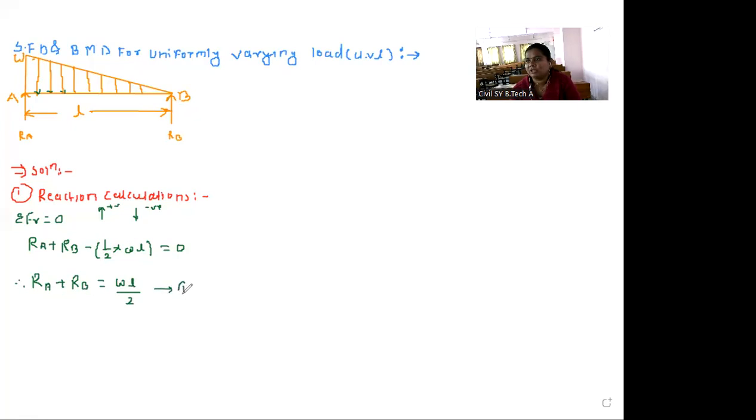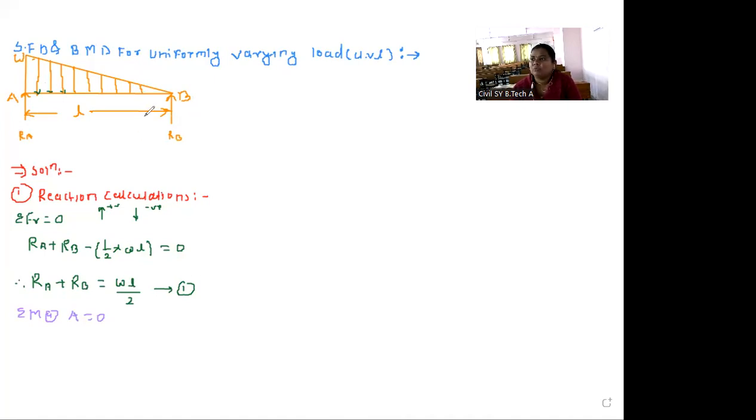So this is our first equation. After that, the second equation we have to apply is to take moment at any point. So we will take moment at point A: summation of moments at A equals 0.